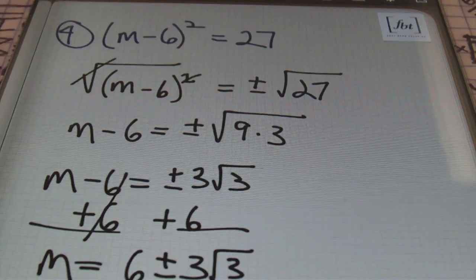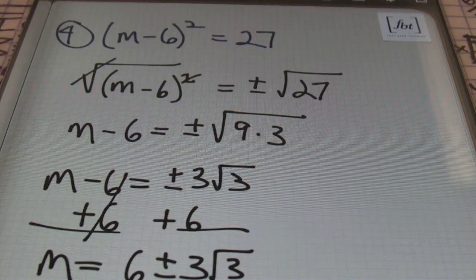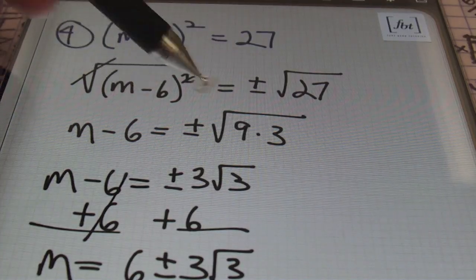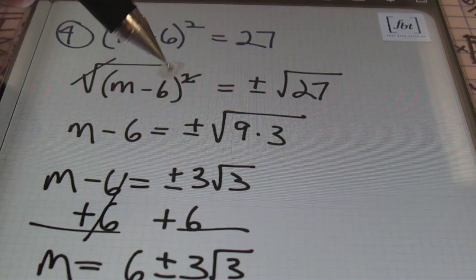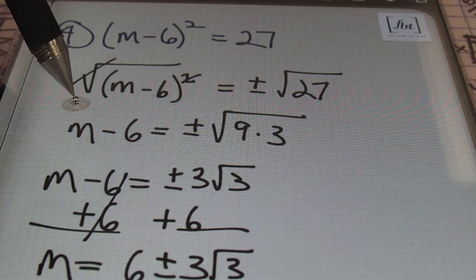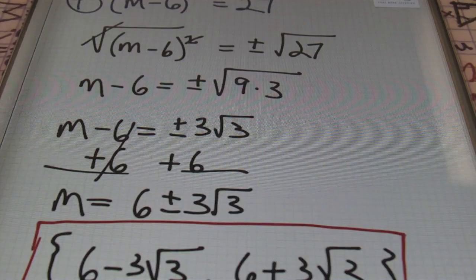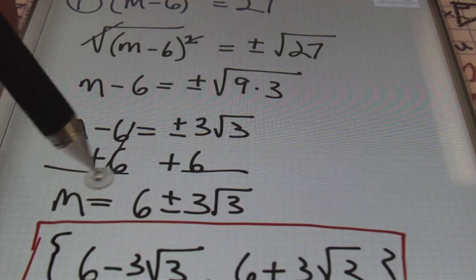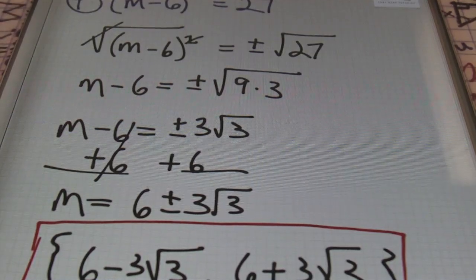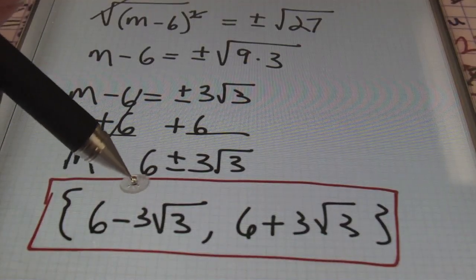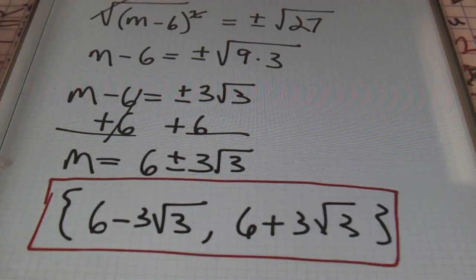We started out with the quantity of m minus 6 squared equals 27. I then took the square root of both sides, making sure that I have the plus or minus symbol on the right side. I'm then going to simplify the radical by expanding this into 9 times 3. I add my 6 to both sides after I take out that square root of 9, which is 3. So that leaves me with plus or minus 3 times the square root of 3. And then I end up with a result that is m equals 6 plus or minus 3 square root of 3. Once again, if I'm writing that out expanded, it will be 6 minus 3 square root of 3, and also 6 plus 3 square root of 3.